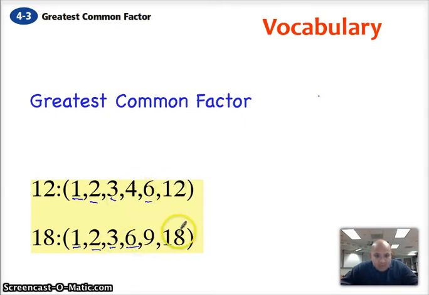Are there any other factors which they have in common? No. So they have 4 factors in common. So now we're looking not just for the common factor, but for the greatest common factor. The greatest common factor that they have together is a 6. So 6 is the greatest common factor of 12 and 18.